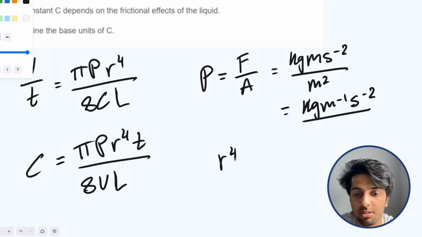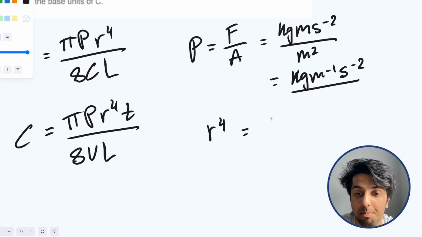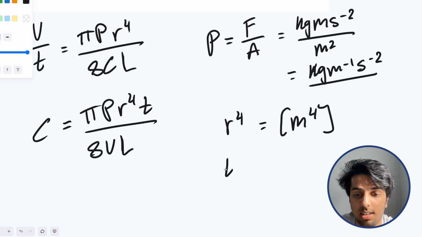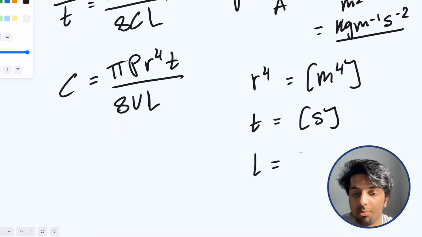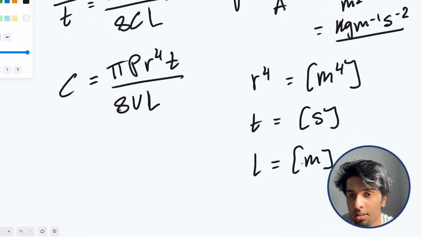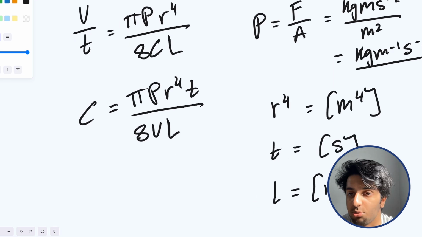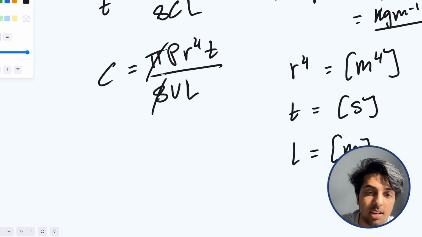R, which is R to the 4, that is radius. So radius dimensionally is meters, so that's meters to the 4, right? T is just seconds, and L is just length, right? So that is again meters. So knowing this, we can reconstruct this equation using strictly base units. I would omit the 8 and pi, as those are again constant multiples.